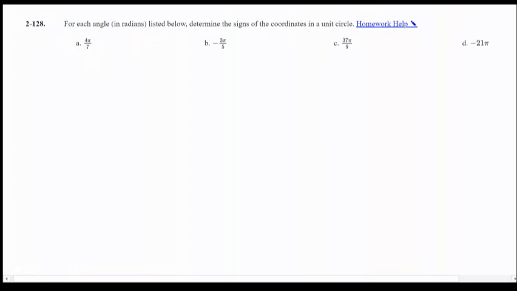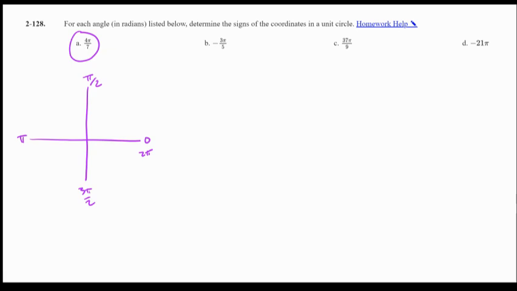For each angle that's given to us in radians listed below, determine the signs of the coordinates in a unit circle. What that means is I'm looking for where 4 pi over 7 lands on the unit circle. I know that this is pi over 2, this is 0, pi, 3 pi over 2, and 2 pi. I'm not going to write that for each of them, but that's just reminding me so that I can see where it changes over from one sign to the next.